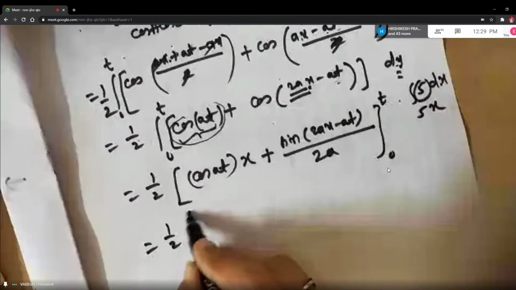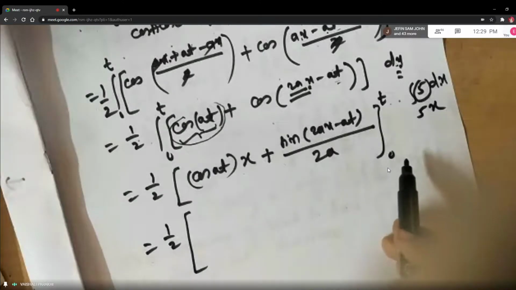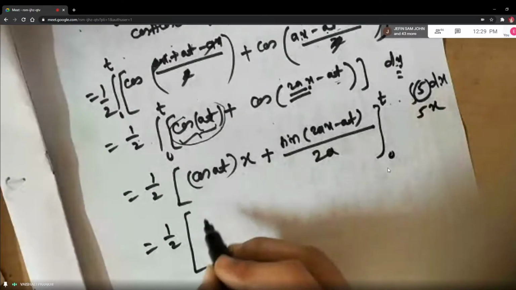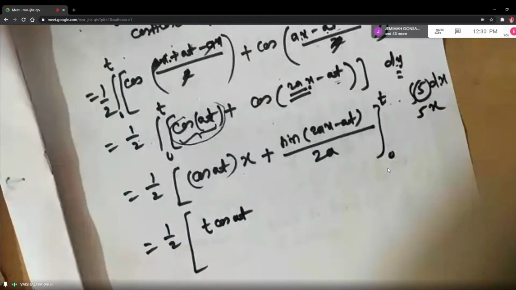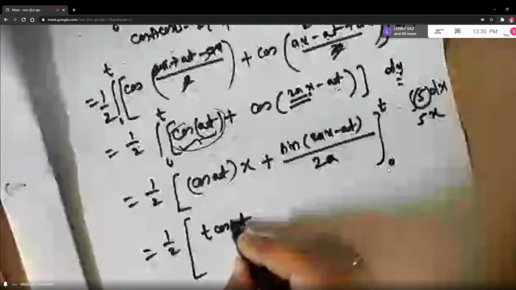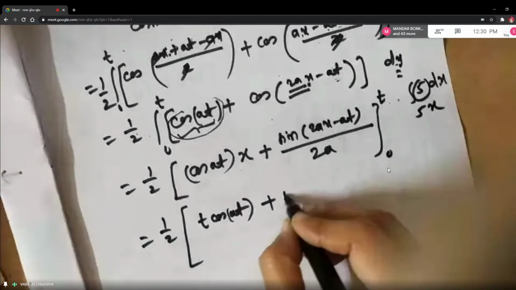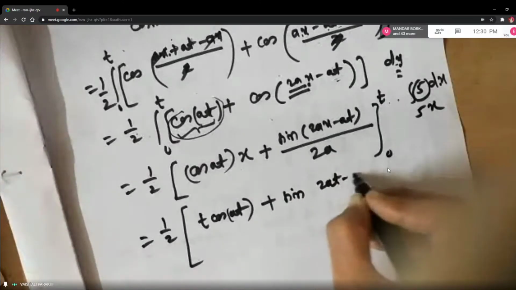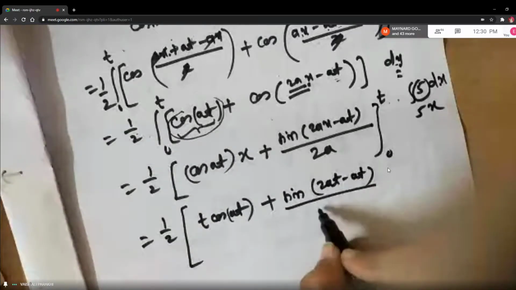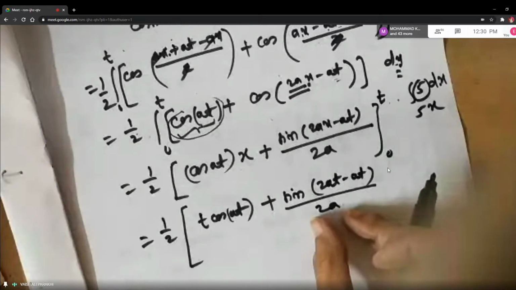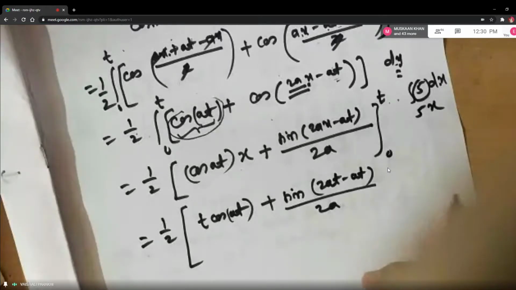Now we are replacing x by the upper limit and x by the lower limit because x is your variable. So when I replace x by t, then it will be cos 80 into t or t cos 80. Don't write cos 80 square, because this is the angle for cos. And here, plus sine of (2·80 minus 80) divided by 2a. The division by 2a is for the whole thing. Don't write divided by 2a to the bracket. So placing is very important.